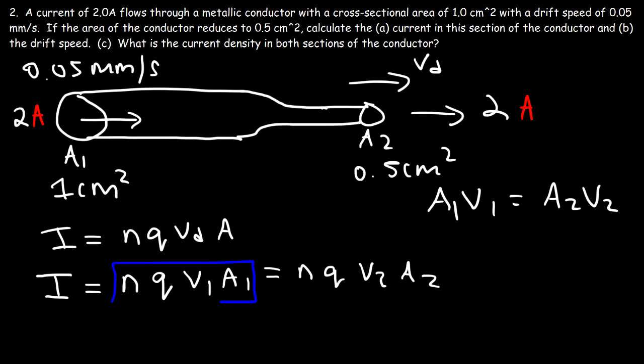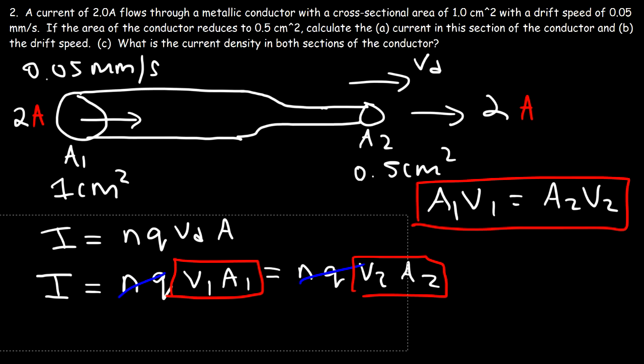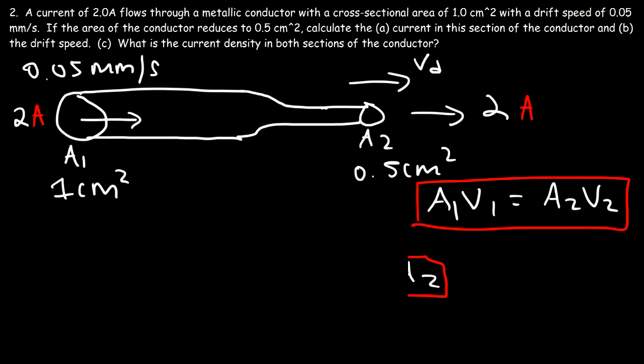So since this is equal to the current flowing through the circuit, and since the current is the same, these two have to equal each other. And we can cancel nq. And so we get the equation of continuity for circuits. So A1V1 is equal to A2V2. So what does this mean? It means that if we decrease the area of the conductor, the drift speed will increase as long as the current remains constant, which it should.